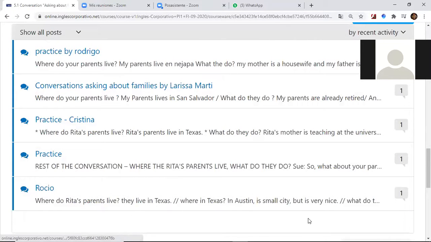Rocío. Okay, here we have Rocío. Where do Rita's parents live? They live in Texas, right? Uh-huh, the same. Where in Texas? In Austin, more specific, right? It's a small city, but it's very nice. Good.